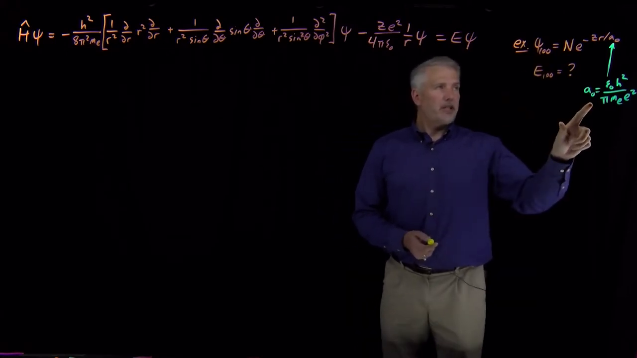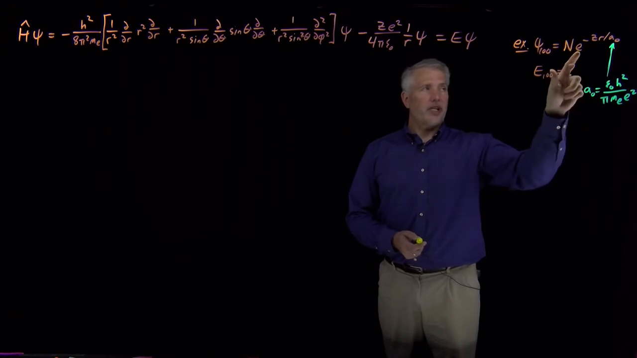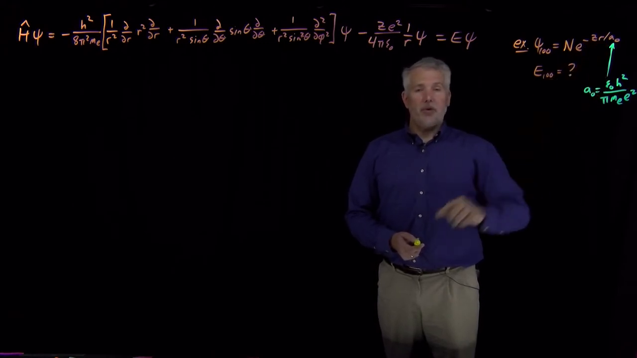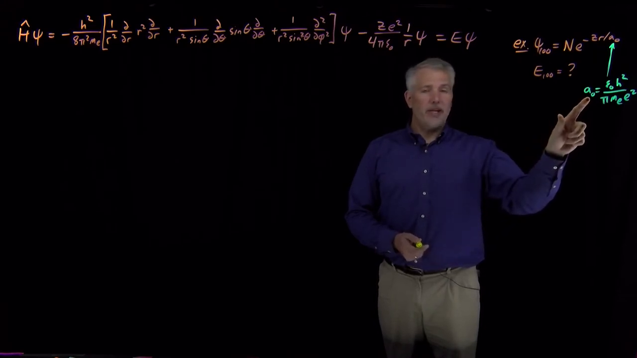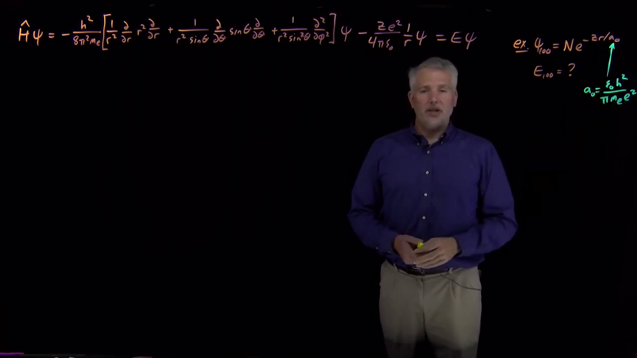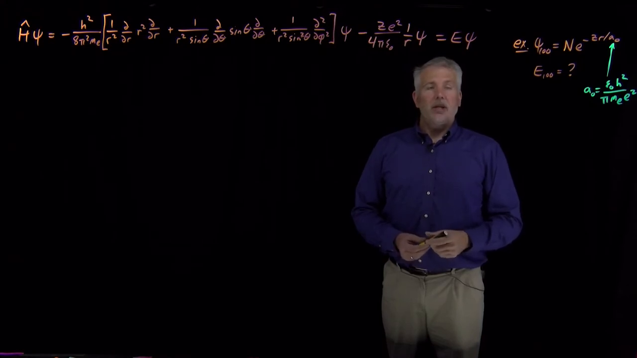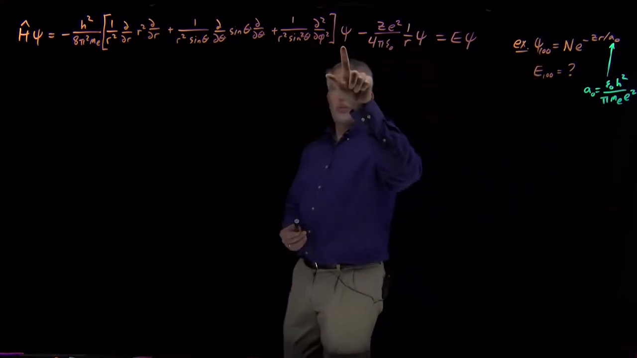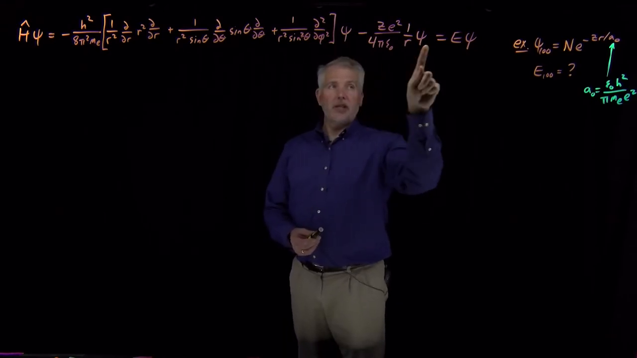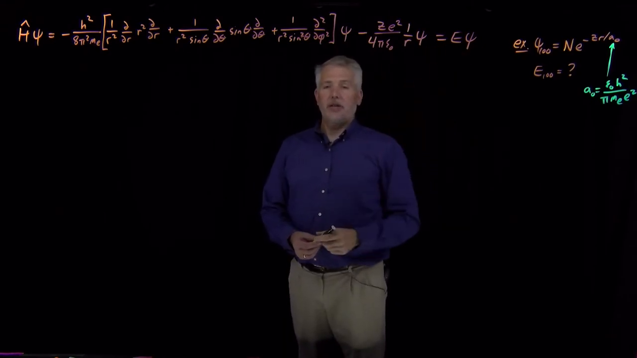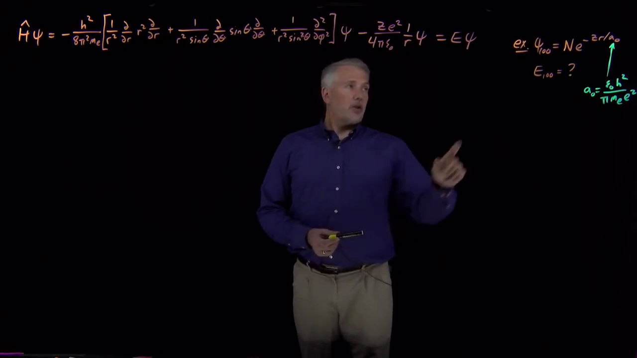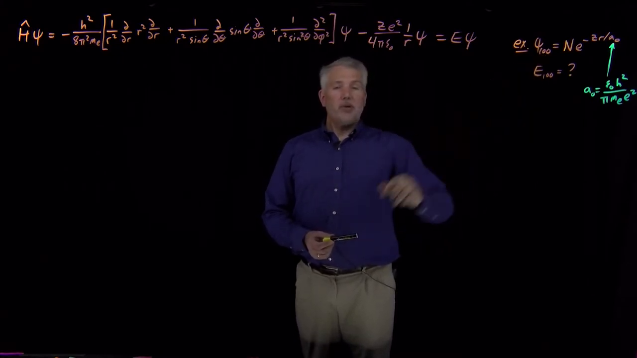I've reminded us here that the wave function just looks like e to the minus atomic number times r divided by the Bohr radius. I've reminded us that the Bohr radius is just this particular collection of constants. So to find the energy, we'll plug the wave function into this expression. We'll plug in psi 1, 0, 0 here and here and here and confirm that this does in fact obey the Schrodinger equation.